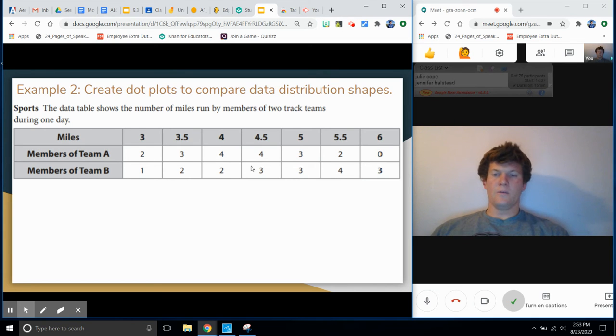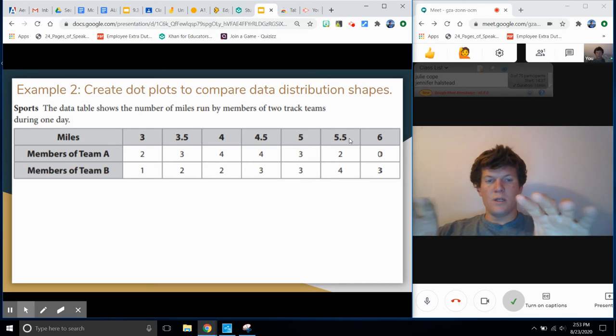So to explain a little more, Team A had 2 teammates run 3 miles. Team A had 4 teammates run 4 miles. 3 ran 5 miles. They had nobody, 0, run 6 miles. I don't blame them. I don't want to run 6 miles. Team B, same kind of deal. 1 ran 3 miles. 3 ran 4.5 miles. 4 ran 5.5 miles, and so on.